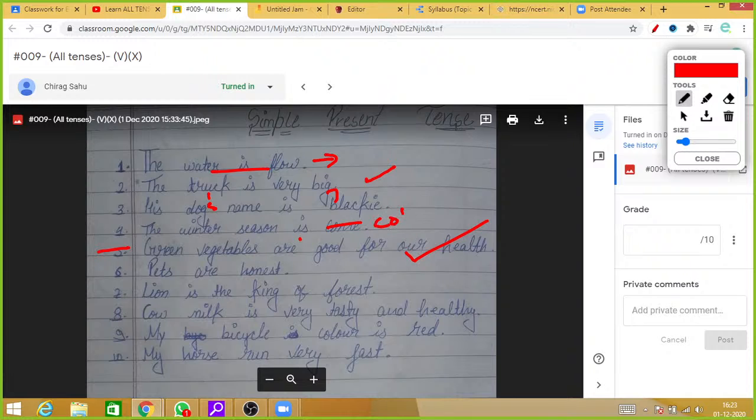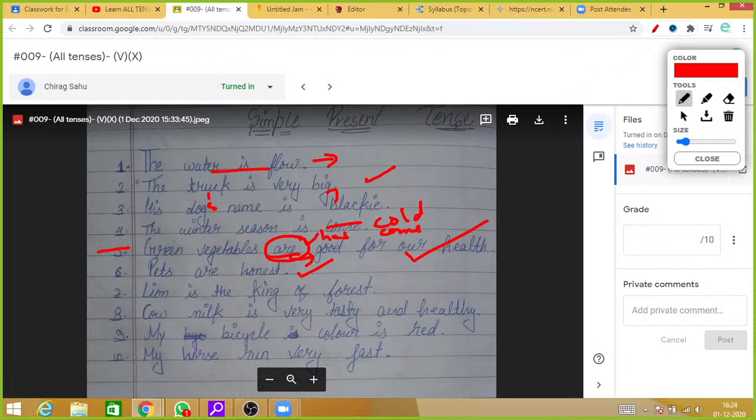Is cold, you can say, or has come, you can say. Whatever you want to say. Green vegetables are good for our health. But tell me, which is the verb here? Which is the verb here, Ganesh? Very good. Are. Are good. Very good. Are is the verb. Very good, Ritik. Pets are honest.